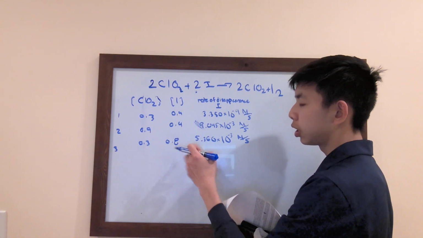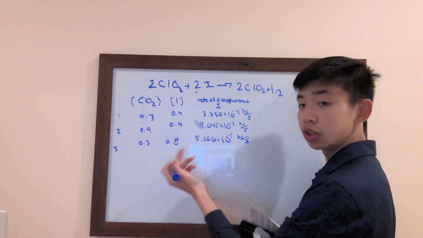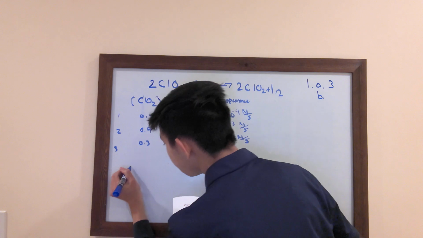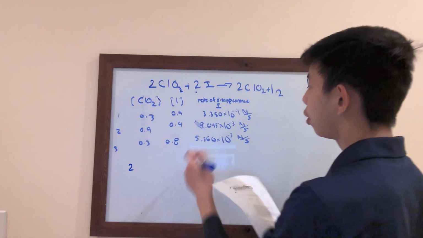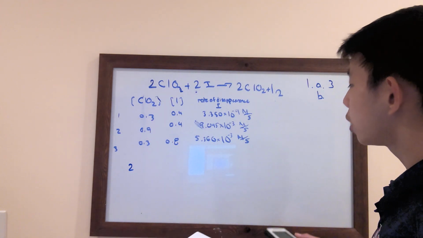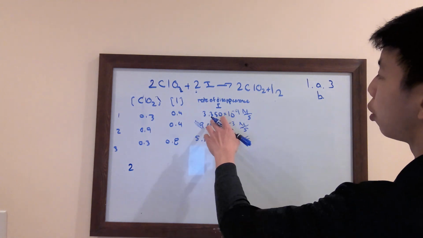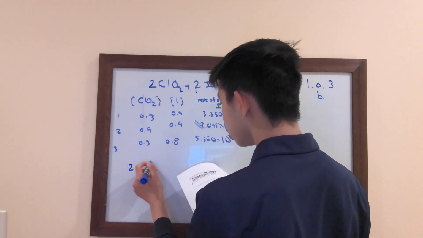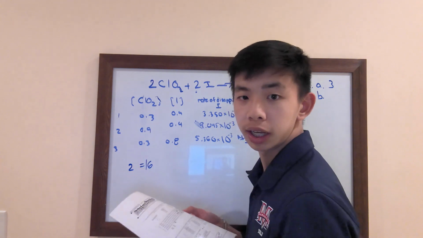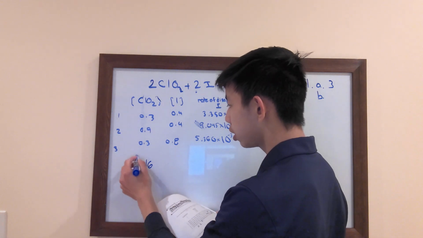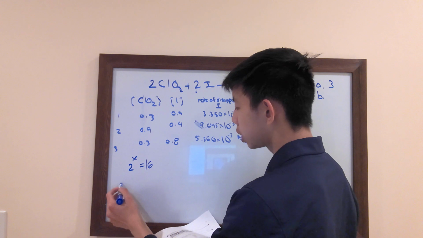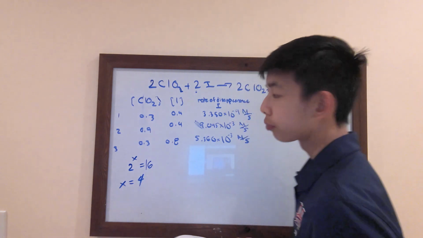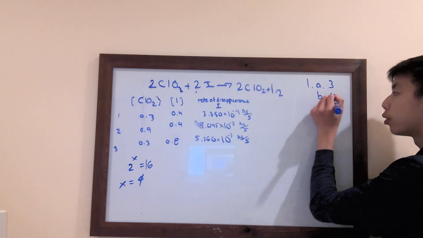The difference, the change, is 2, because 0.8 divided by 0.4 gives you 2. And 5.360 times 10 to the minus third divided by 3.350 times 10 to the minus 4 will give you 16. Since it's always exponential, we put an x right here. So 2 to the x, what will give you 16? This will be 4. So B is 4.